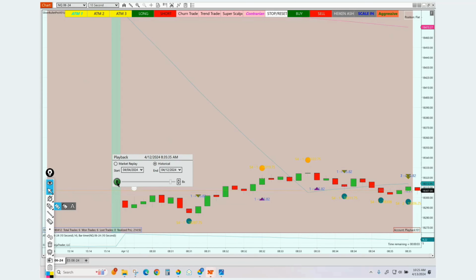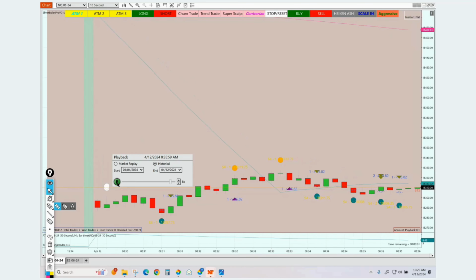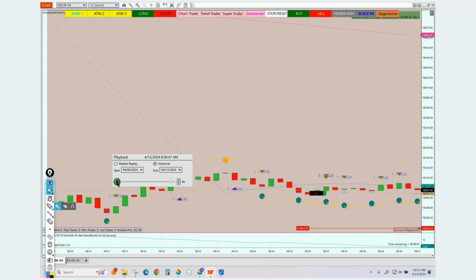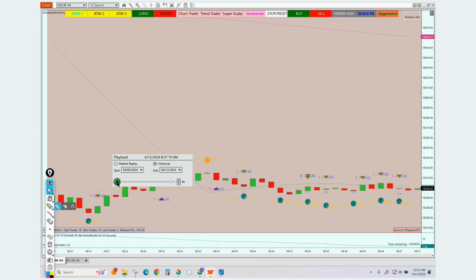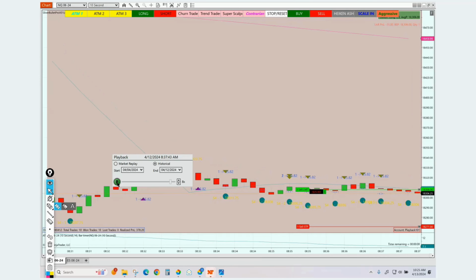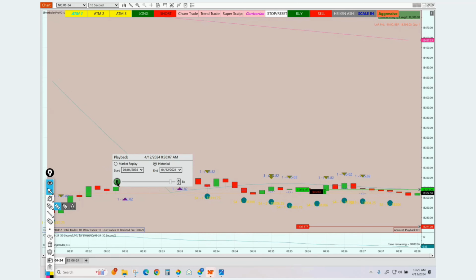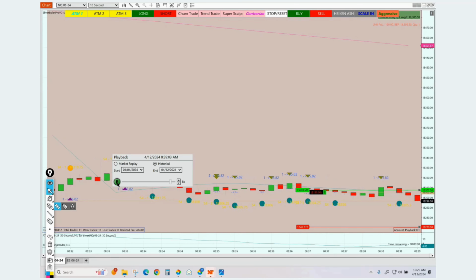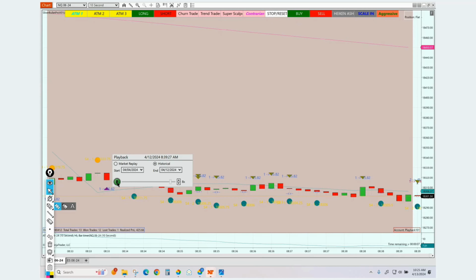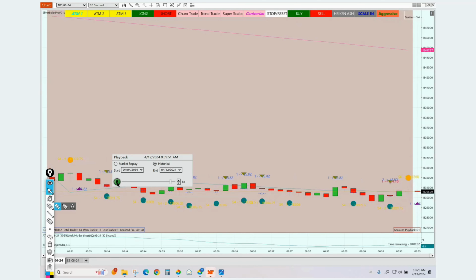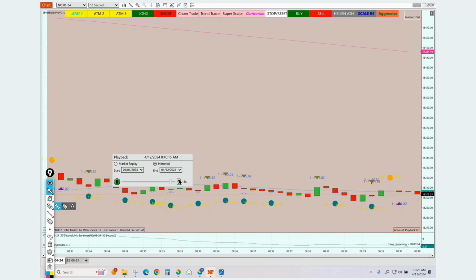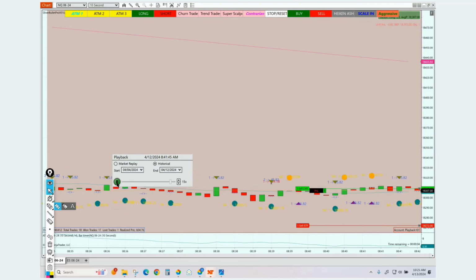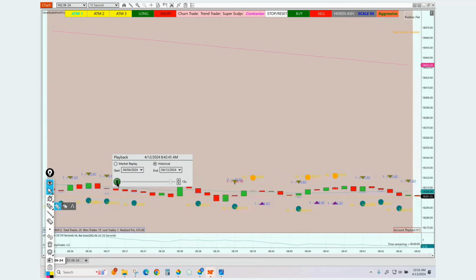So let me keep going. Target filled. So market is still in narrow range, and it's giving us profit in both the directions. Target filled. Order filled. Target filled. Order filled. Target filled. Increase the speed. Target filled. Order filled. Target filled.